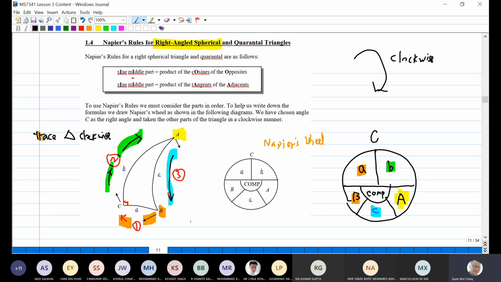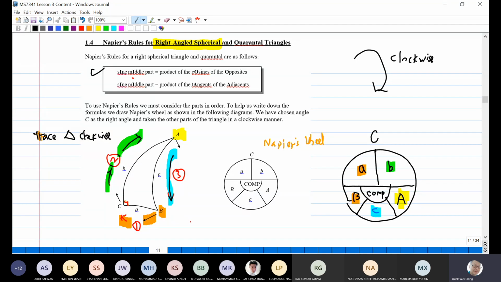So this is called the Napier's view. Okay, Napier's view. What is it all about here? Because this is a right angle spherical triangle. So the rule of Napier's view is this. I name them according to what you have. The first one is the sine of the middle part. Sine of the middle part is the product of the cosine of the opposite. So what does that mean? Sine of the middle part is the product of the opposite.